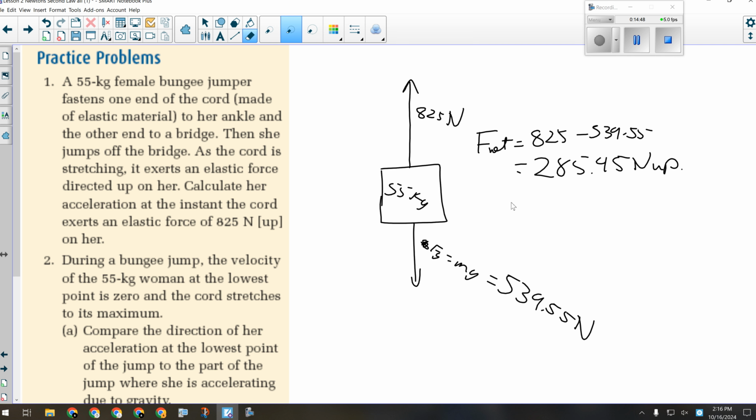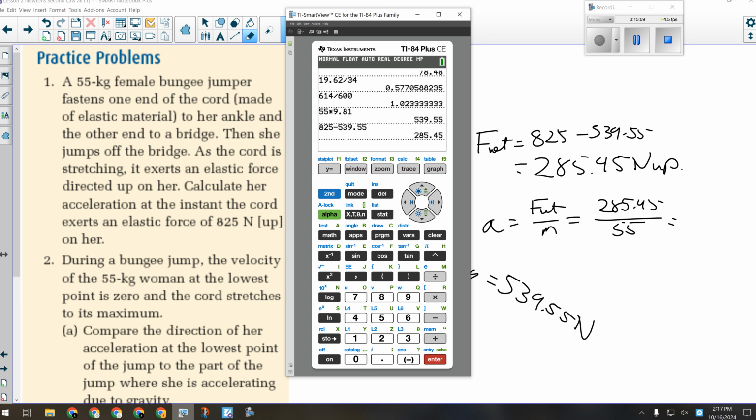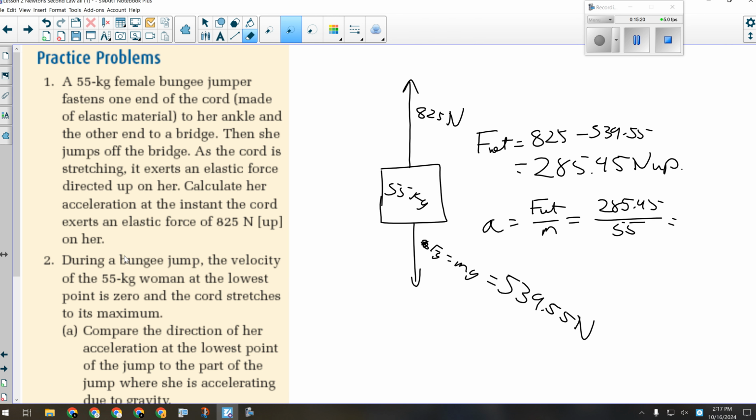Okay, so I can now calculate then her acceleration, which is what the question wanted in the first place. F net divided by m. So we did sum of all forces. Now we're doing m times a. We're just manipulating it for a. That's going to be 285.45 divided by 55 kilograms. Okay, so her acceleration upwards is 5.2, because we only have 2 significant digits there. 5.2 meters per second squared up.